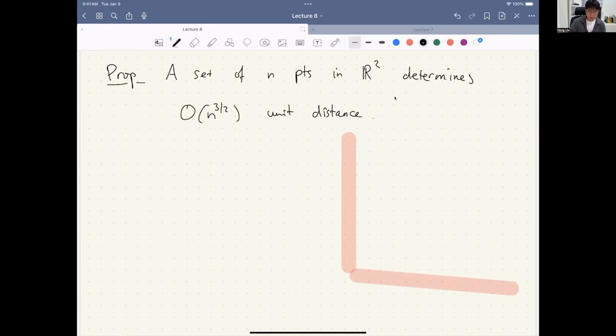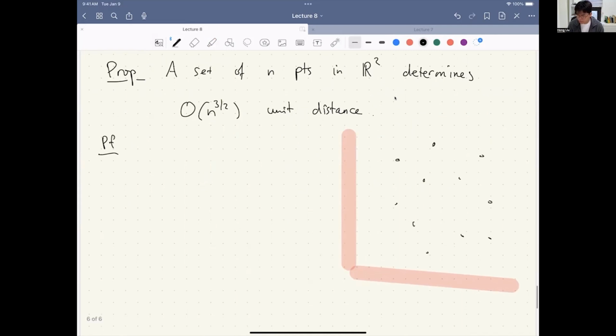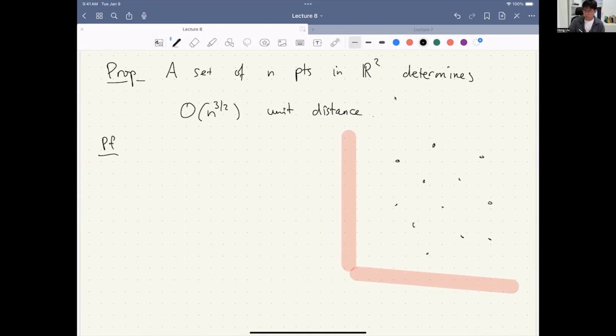Okay, how do we do that? Well, proof. We need to show that no matter how we have m points arranged in the plane, so this is my arrangement. All right, m points. Then we cannot have much more than n to the 3/2 many pairs between which the distance is 1.